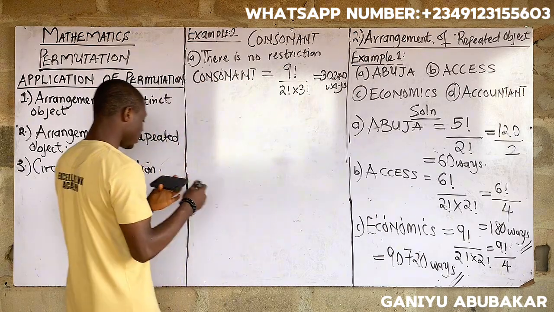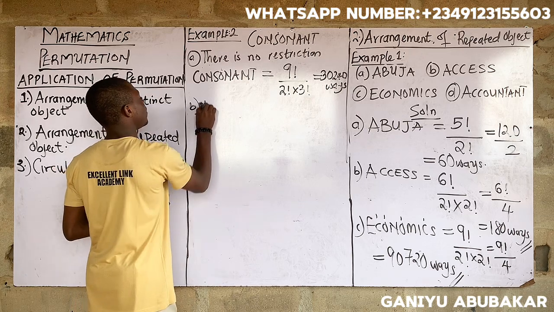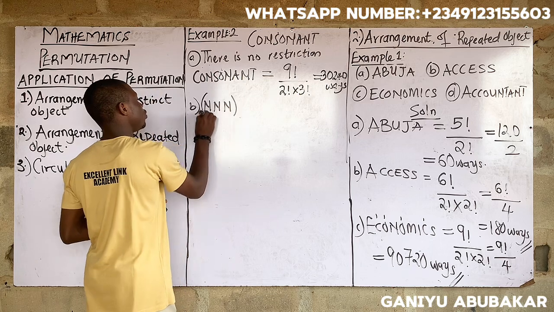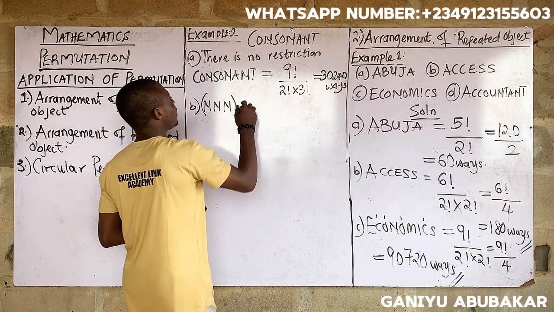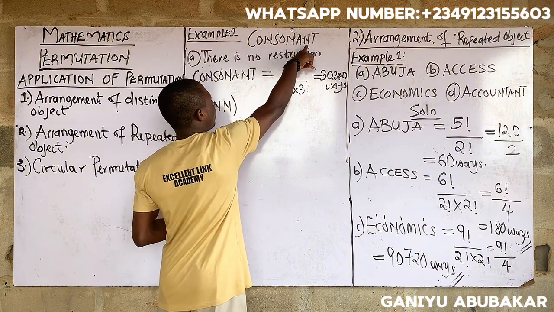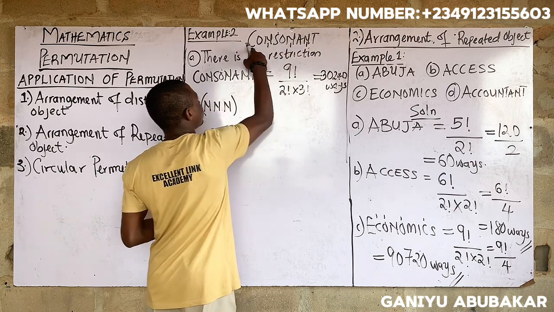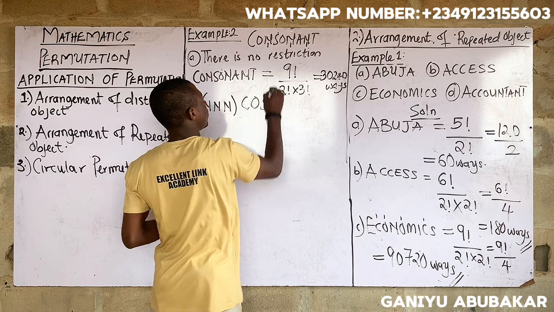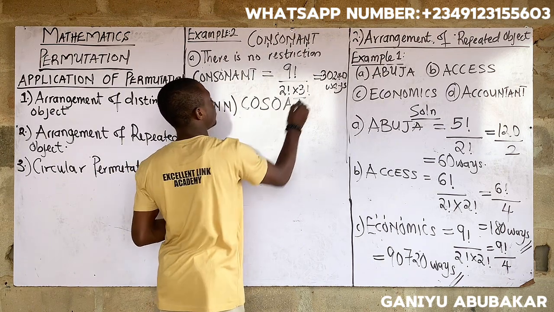Question B says that N must be together. If N must be together, what do we mean? I have picked out N. They said N must be together. I'll be left with what? I have picked this, and this. I'll be left with C, O, S, O, A, then T. So I have this left.